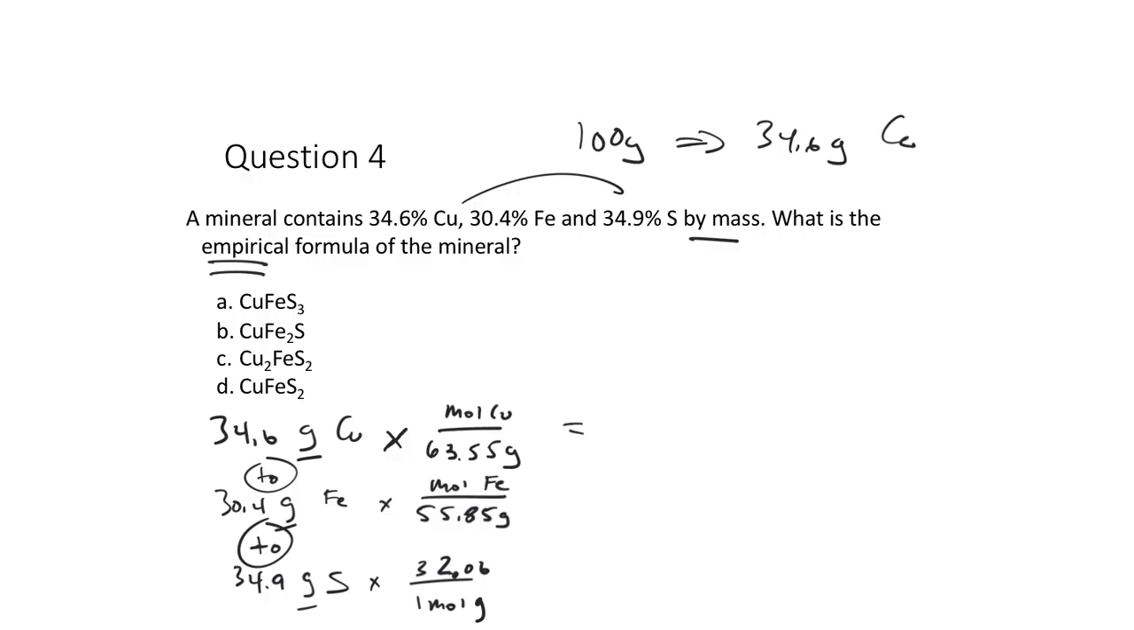Okay, let's go ahead and work out these numbers of moles. So 34.6 divided by 63.55 is 0.544. So that many moles of copper. And then I do 30.4 divided by 55.85. That works out to be the same. That's good, that's helpful. I have a ratio of 1 to 1 here.